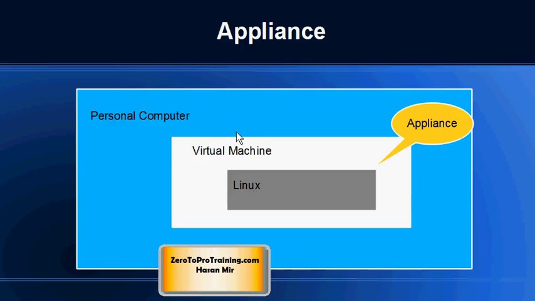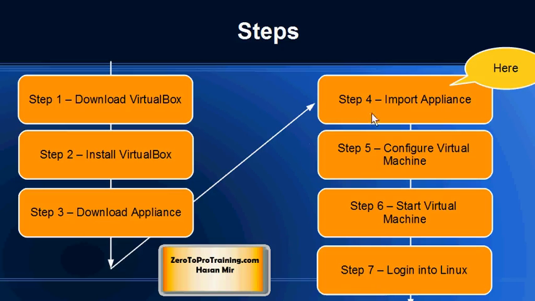This is the big picture. We have already downloaded and installed virtual machine software on our personal computer, and now it's time to download and import the appliance, the Linux virtual machine, into the virtual machine software. The Linux virtual machine is called an appliance. So in terms of roadmap, the next step is to import the appliance that we just downloaded.